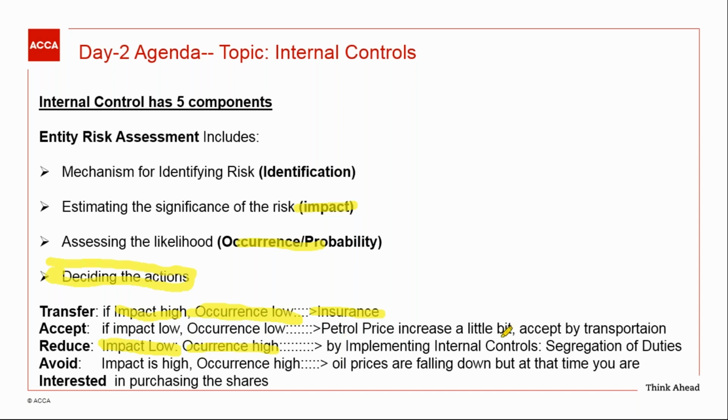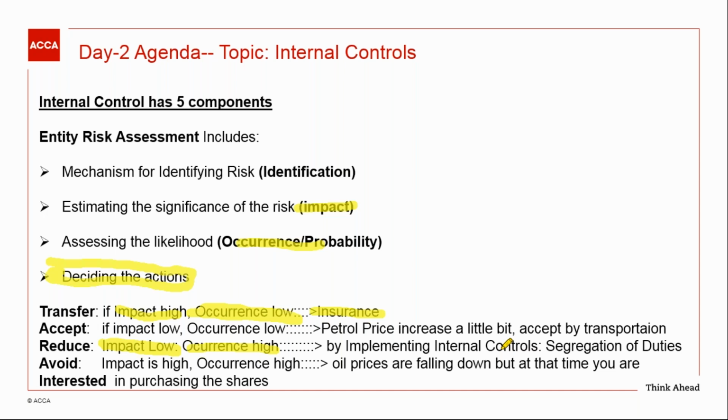So how can we reduce it? By segregation of duties, by implementing internal controls. So what are the internal controls that the organization will place? In the purchase department, the purchaser should be a different person, the person doing the booking of the purchases should be a different person, and the person who makes the payment should also be a different person. So everyone has a different responsibility, and this segregation of duties will reduce the risk. So that's the third strategy: how we can reduce the risk, and in what scenario.